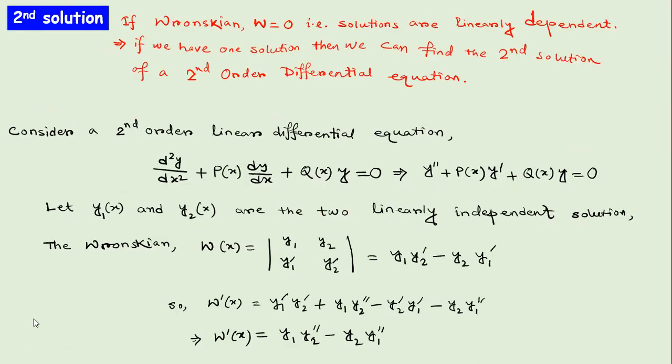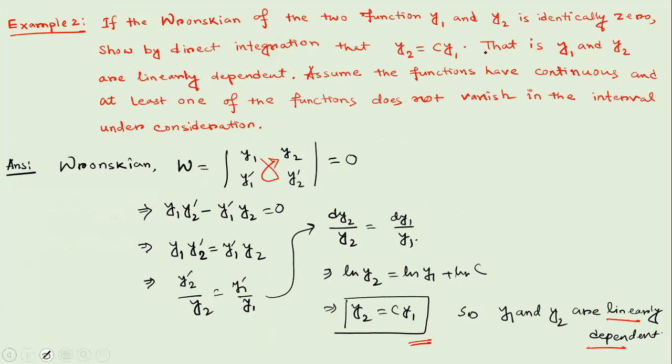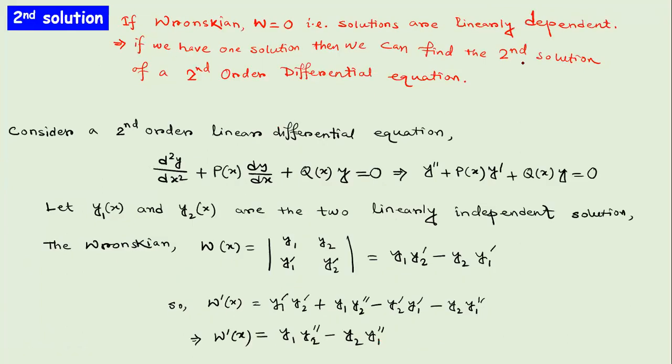Next, go to the second solution. How will we get the second solution using the Wronskian? Now if the Wronskian is 0, the solutions are linearly dependent. Since the Wronskian is 0, you can get one solution in terms of another solution, that is linearly dependent. So we can find the second solution from the first one. If we know one solution, we can get another linearly independent solution by using this Wronskian. That is the motto of finding this formula, right?